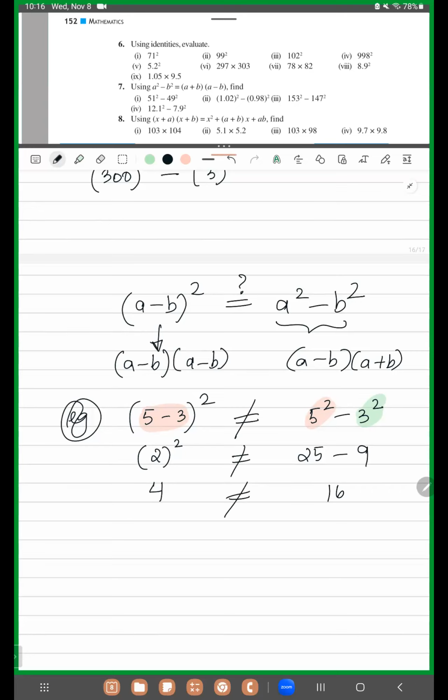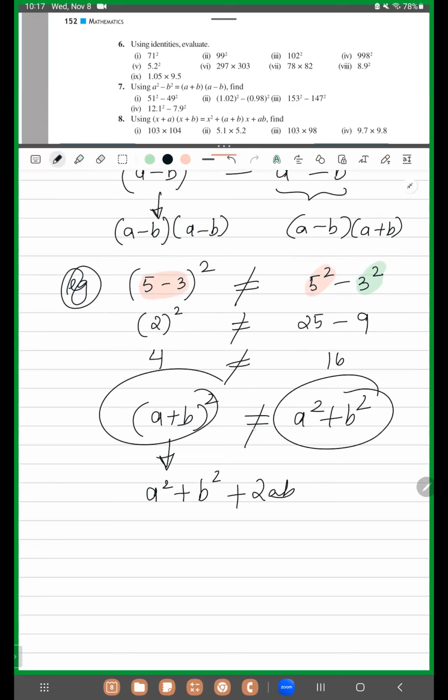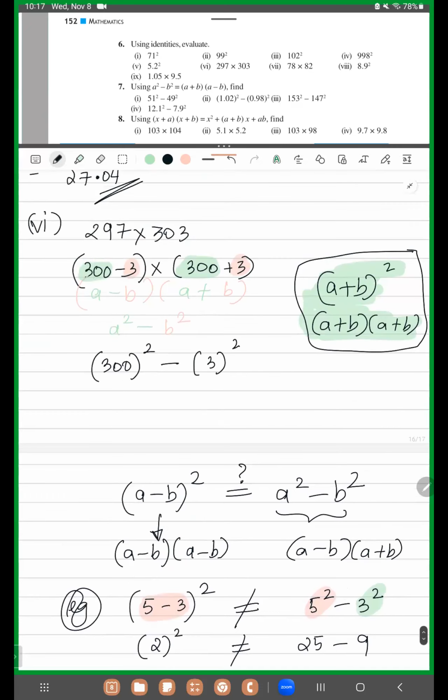Similarly, A plus B whole square is not equal to A square plus B square. In fact, we know that A plus B whole square is equal to A square plus B square plus 2AB. So they are not equal, but they will become equal if you add 2AB. Got it?